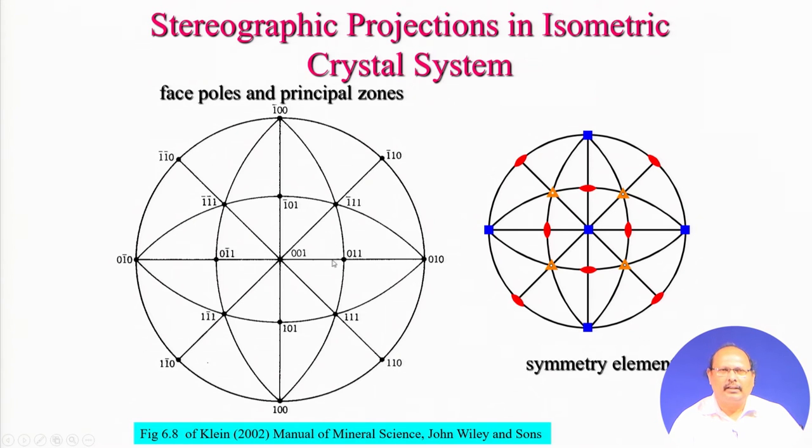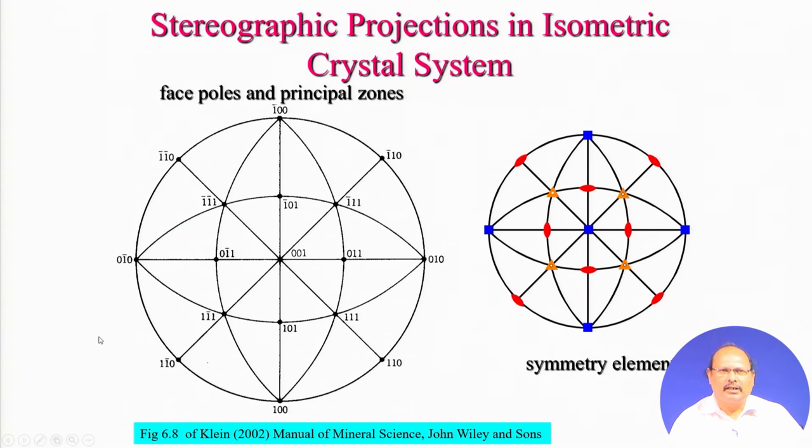Similar way, you can think of the position of 011, bar 111, bar 101, 0 bar 11, and also you can find out the position of 1 bar 11. So, students, please remember that you are now using certain bar symbol here. This bar symbol refers to the negative direction of the corresponding axis here. So, when you have bar symbol at the position of the C crystallographic axis, immediately we will be considering that it is intersecting in the negative direction of the C axis here.